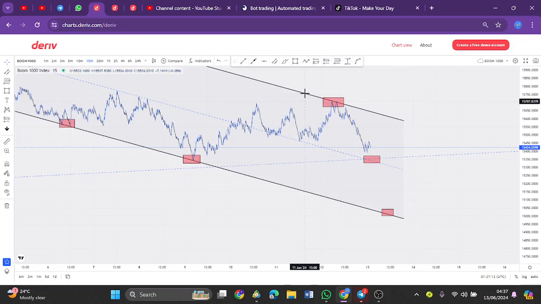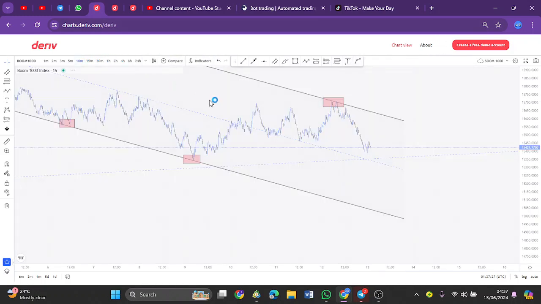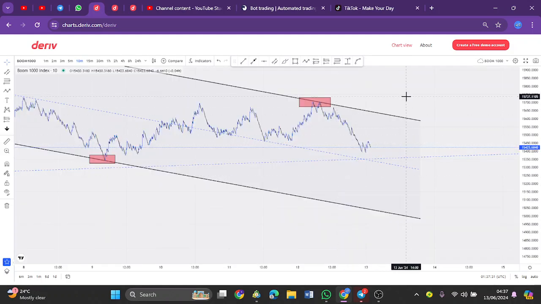Now the thing is, we just have to wait for the market to do what it wants to do. Then push up, then push. We don't know, but we want to get the first-hand information to help us now identify the next level.